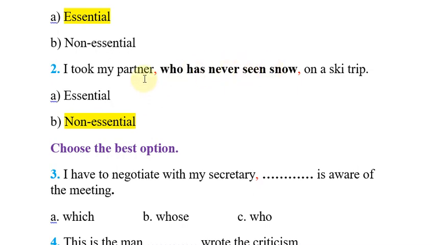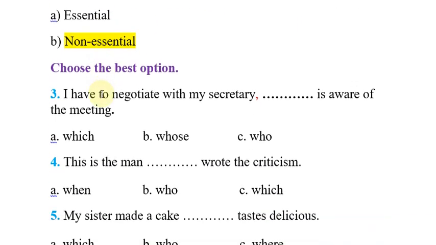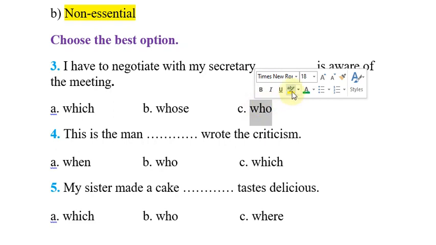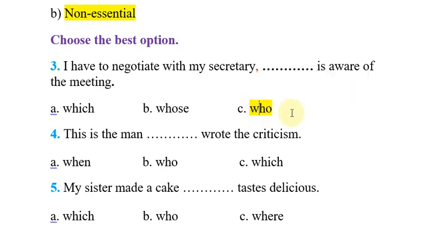Okay, that was a test for part one. For part two, we have this one, choosing the best options. Now, number three: I have to negotiate with my secretary, blank, is aware of the meeting. Which one do you think is true? My secretary, which, whose, who? Secretary is a person. The answer is who. Who is aware of the meeting?